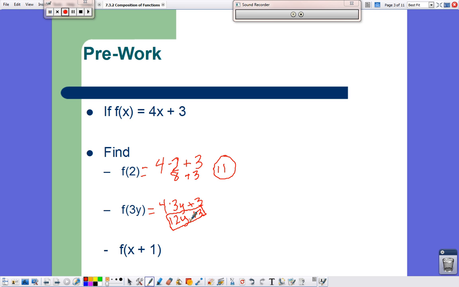I can actually do it with a binomial. So I'm just going to replace the x with x plus 1. So when I do that, it becomes 4 times x plus 1, plus 3. And remember, the x is the only thing that gets replaced with whatever's inside the parentheses here. So I distribute. 4 times x gives me 4x. 4 times 1 gives me 4. And then I add the 3. So my final answer is going to be, because I'm going to add like terms, 4x plus 7 as my final answer. Okay? All right.